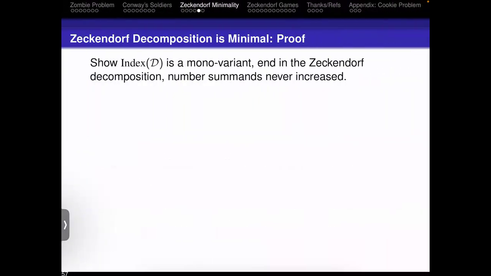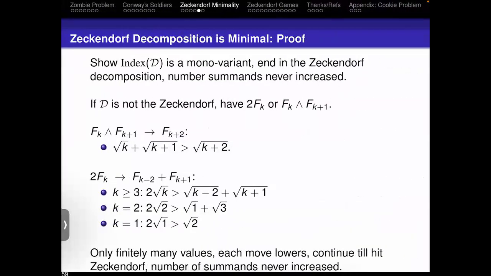And so what I'm going to do is show that the index is a monovariant. And I'm going to show that it ends in the Zeckendorf decomposition, and that as I go from any decomposition to the Zeckendorf, I never increase the number of summands. So if it's not the Zeckendorf, I either have to have twice of a Fibonacci, or I have to have 2 adjacent Fibonaccis. Because again, I can't have anything doubled, I can't have anything adjacent. And then all you do is you see, well, what would happen if I had 2 adjacent? I have root k plus 1 versus root k plus 2. And you just show that the left-hand side is greater than the right-hand side. That's why you want to use the square root.